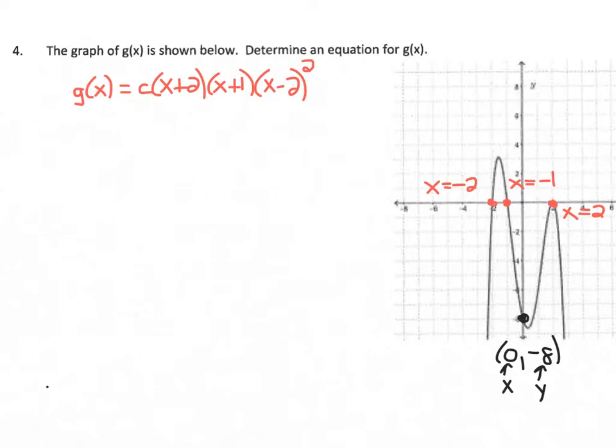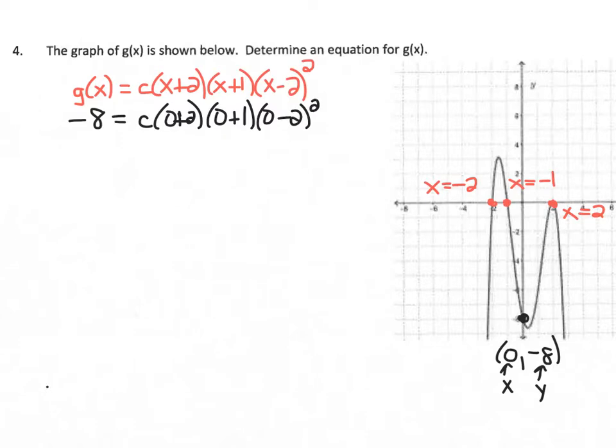So let's take the 0 and the -8 and substitute it into our equation here. Since g of x means the same thing as y equals, I'm going to substitute the -8 in for g of x. And then I'll bring down the equals c. And then our x here is 0, so wherever we see an x in this equation, we can replace it with a 0. After we do that, we're going to solve for c.